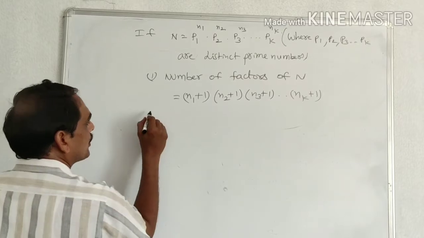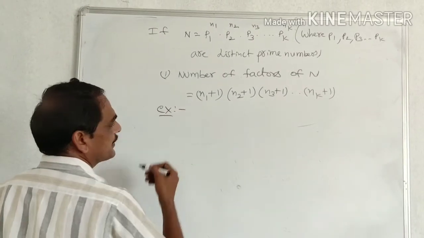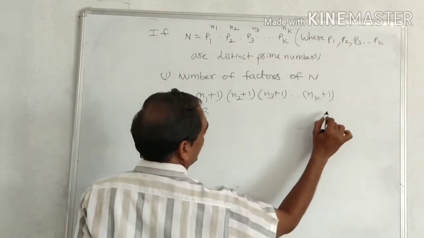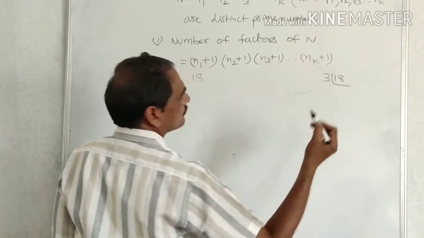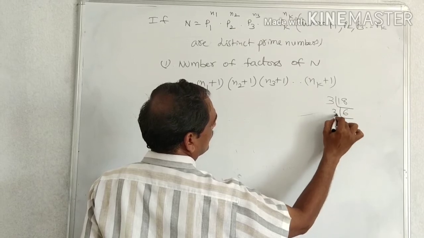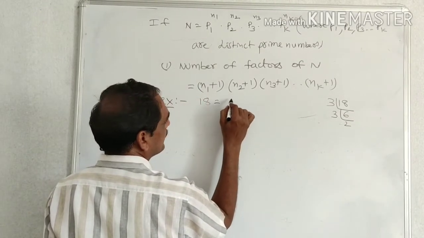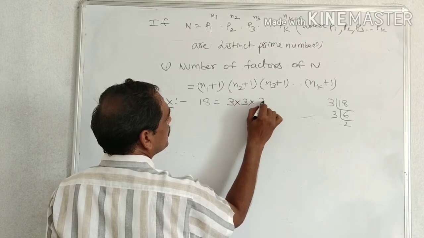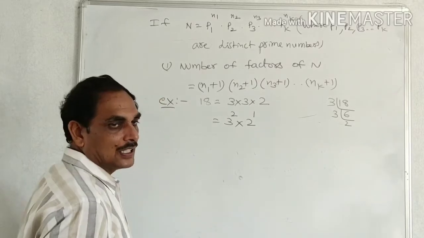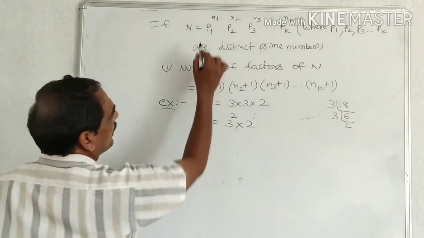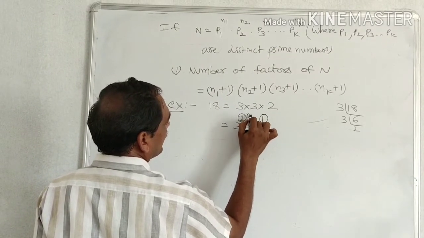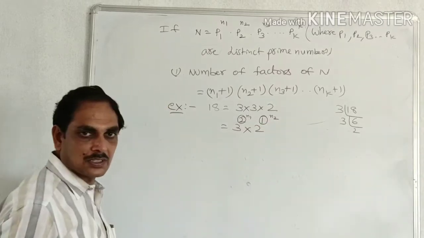For example, we take 18. Now we divide 18 by 3 or 2, whichever it may be: 3 sixes, and again 3 twos. Now we write 18 as 3 into 3 into 2, that is equal to 3 square into 2 power 1. So it is of the form p1 power n1, p2 power n2. So this is n1 and this is n2.